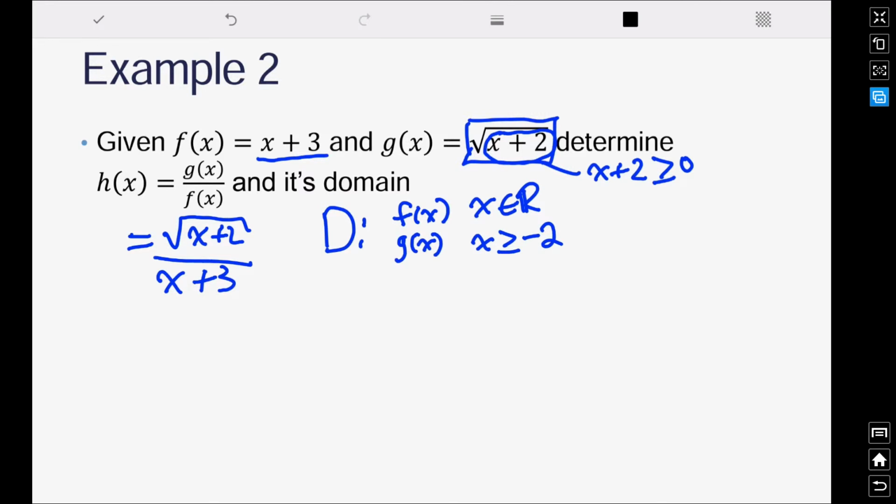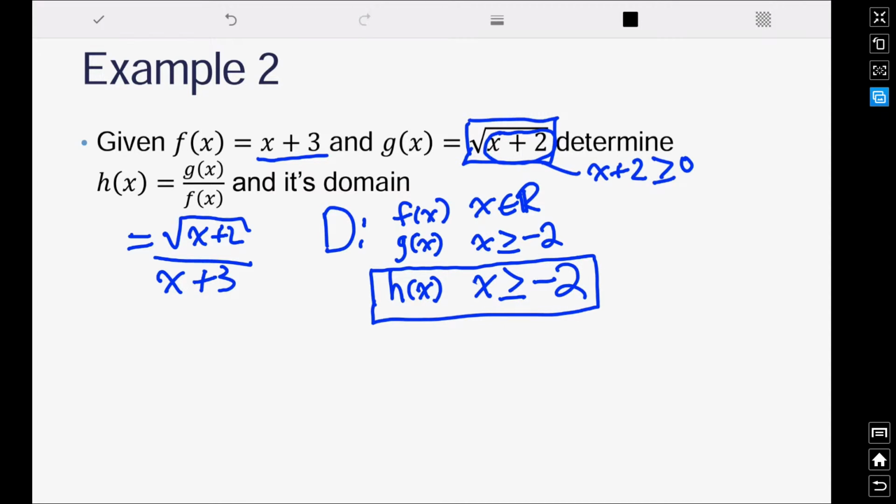Now the domain for h of x has to satisfy both. The domain of h of x can't be all real numbers, because if it is, then it kind of invalidates g of x. So g of x has a restriction that it has to be greater than or equal to negative 2. So our domain for h of x will end up being the domain of g of x, because if x is less than negative 2, then it stops existing, simply because g of x stops existing. So the domain of the combined function ends up being this.